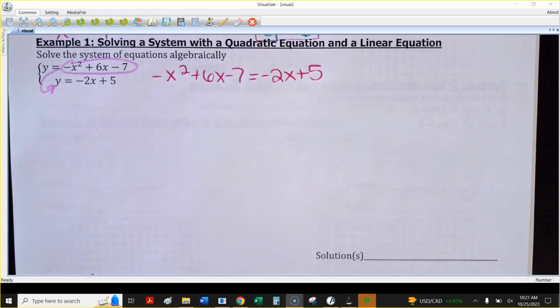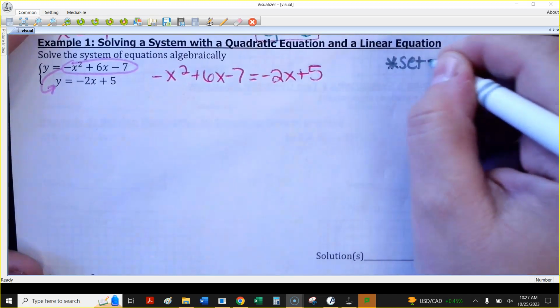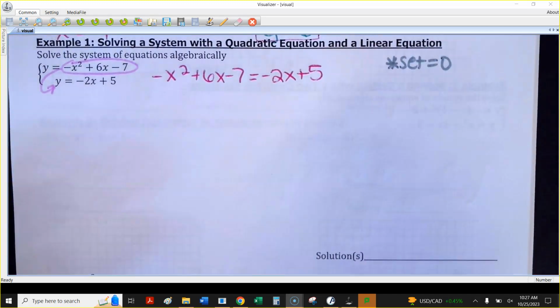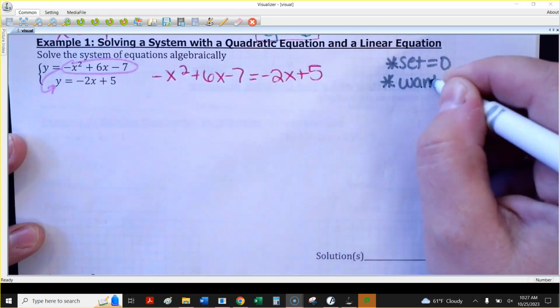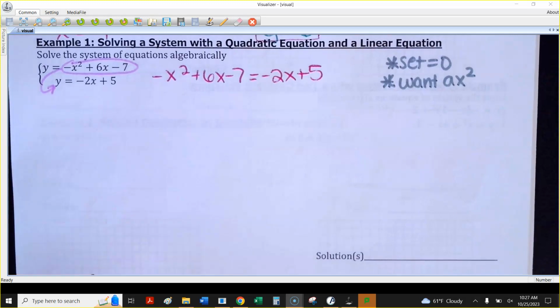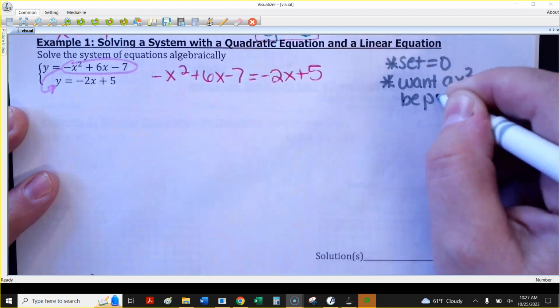Now, a tiny little note here, and it might be more work, it just depends on the question, but you want to set this equal to 0 for sure. And the other thing I would recommend: you want your quadratic term, ax squared, and in this case it's just negative 1x squared, you want that term to be positive.